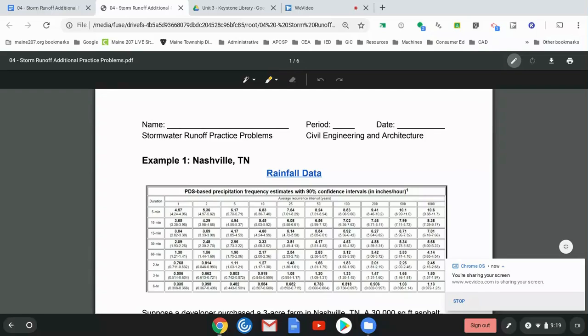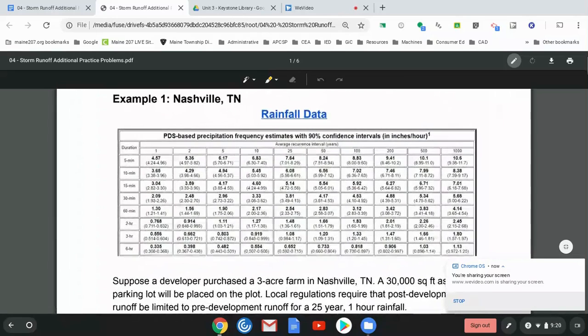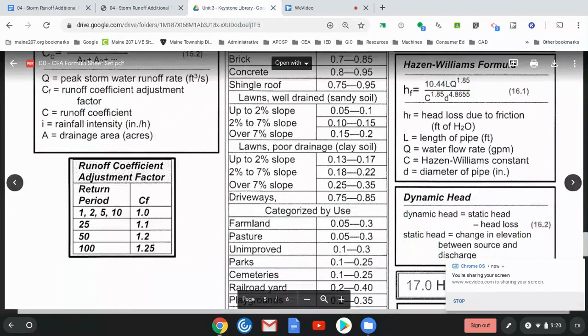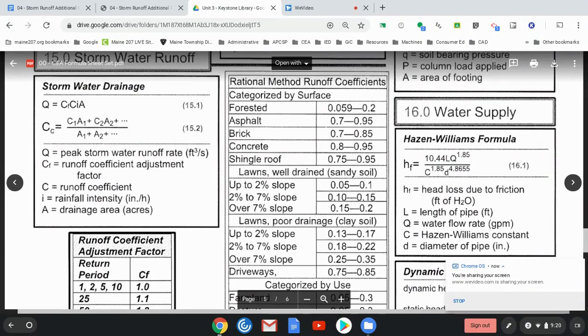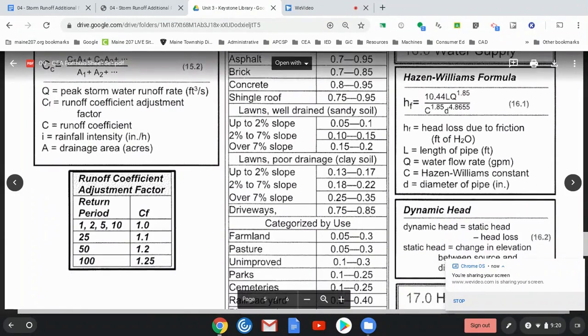We're going to be going over a set of practice problems for stormwater runoff analysis. There are problems where I give you the location and a screenshot of the rainfall data table from NOAA's website. The only thing you'll need in addition is obviously a calculator, but also the civil engineering formula sheets so you can get the runoff coefficient and the adjustment factor.